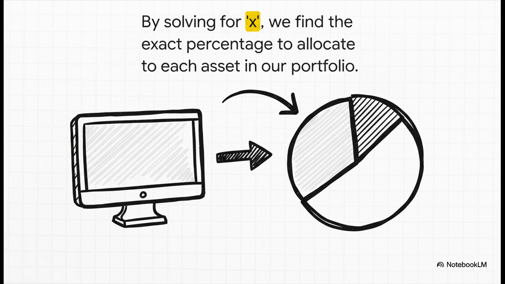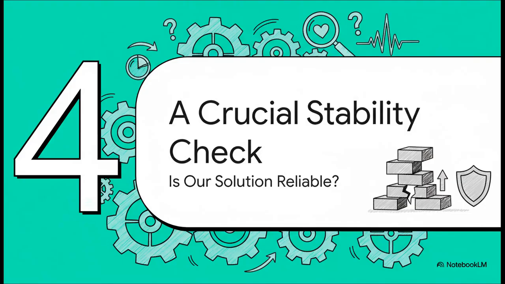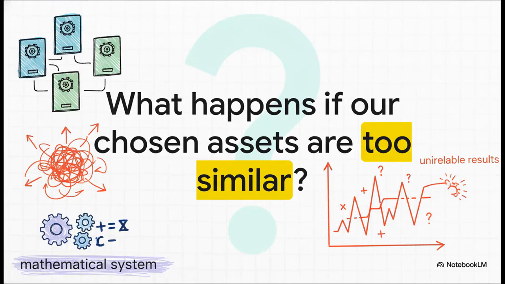No, it's the exact, perfectly optimized recipe telling you what percentage of your money to put in each asset to meet every single one of your goals. But hold on. Before we just take that answer and run with it, we have to do a crucial stability check. We need to ask, is this solution actually reliable? Because just because math gives you an answer doesn't automatically mean it's a good answer.